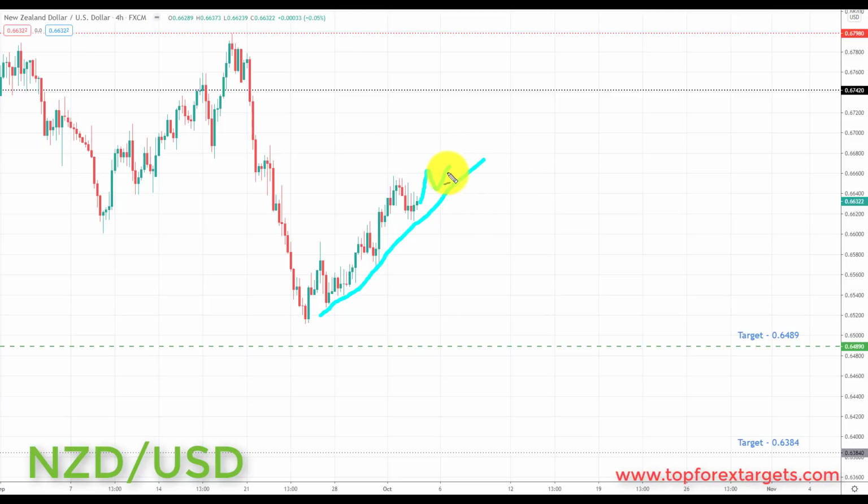We're going to be looking next week for bearish breakouts to the downside, and any bearish breakout to the downside is going to be viewed as an opportunity to short this market. And we're going to be looking at initiated shorts down towards the next key of support to the downside and the target set, the 0.6489.